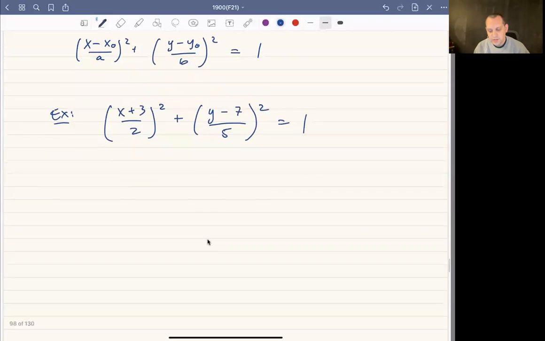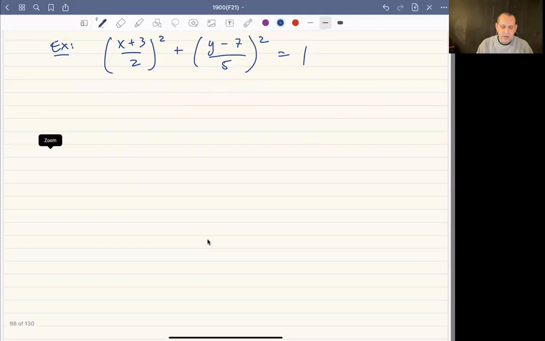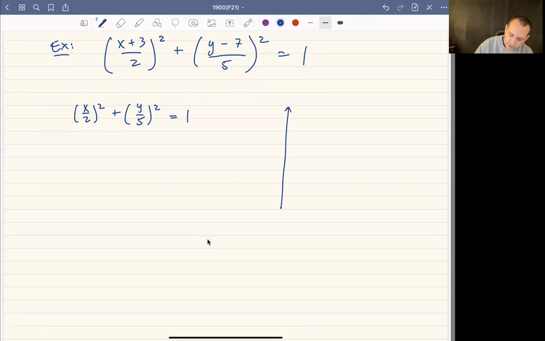As our reference, I want to think about the unshifted conic, (x over 2) squared plus (y over 5) squared equals 1, or x squared over 4 plus y squared over 25. We know here that our x values are going to go between 2 and -2, and our y values are going to go between 5 and -5.